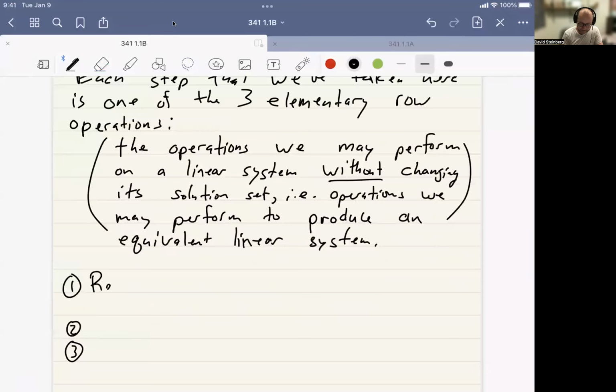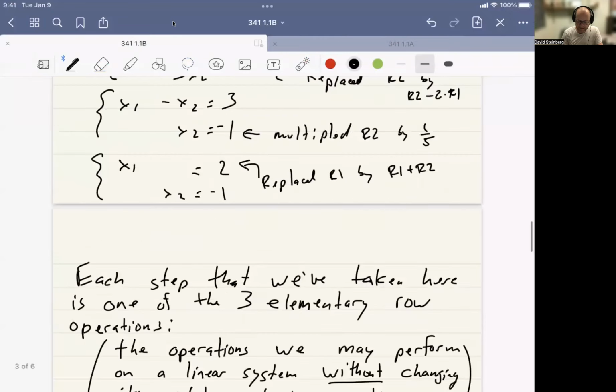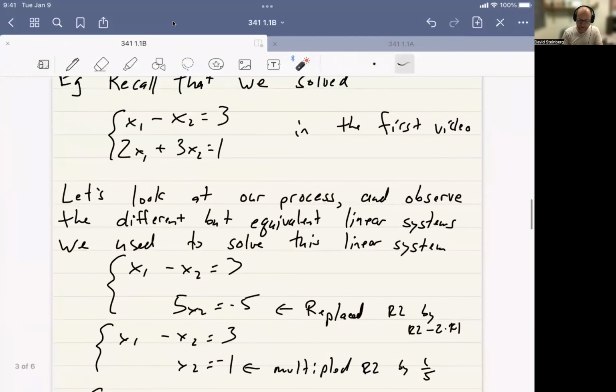So replace one row by the sum of itself and a multiple of another row. That we did several times right here. Our first step was to add -2 times row 1 to row 3, and that killed off that x1 in the second equation.